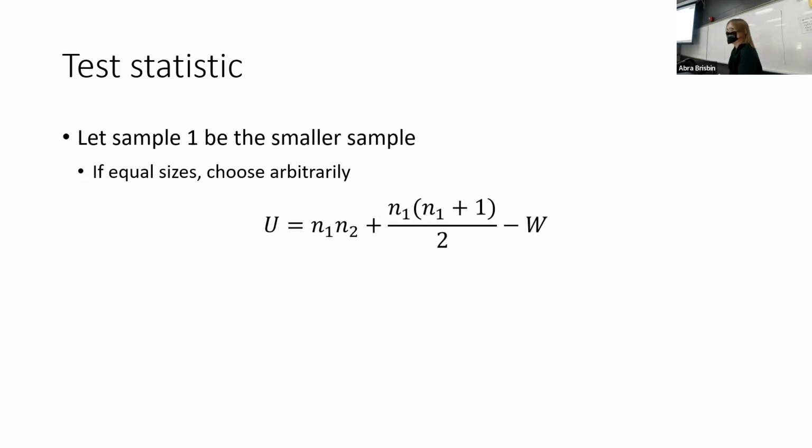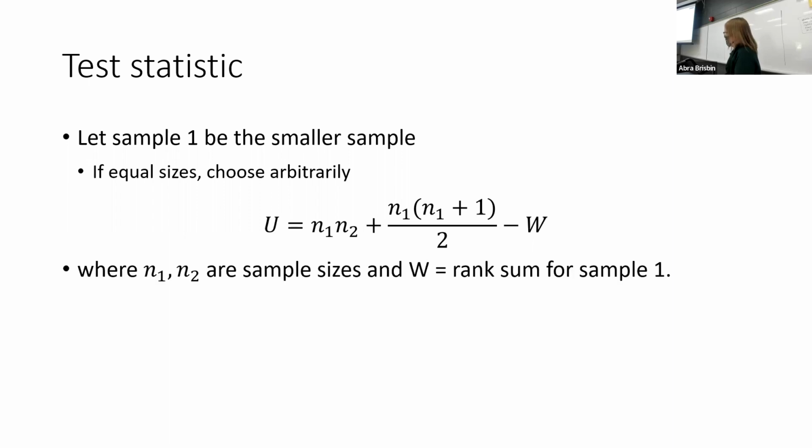And then our test statistic is U, which is equal to N1 times N2, so these are the sample sizes from group 1 and group 2, plus N1 times the quantity N1 plus 1 divided by 2, minus W. And W is the sum of the ranks for sample 1.